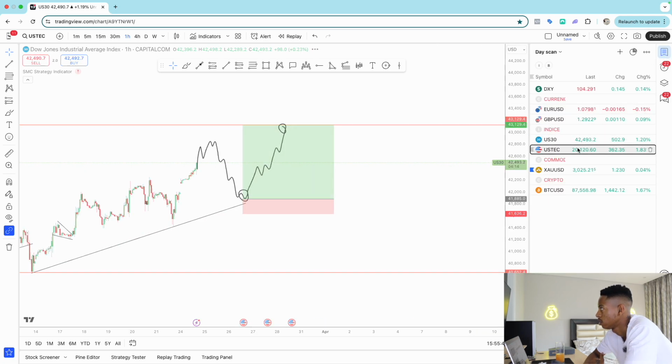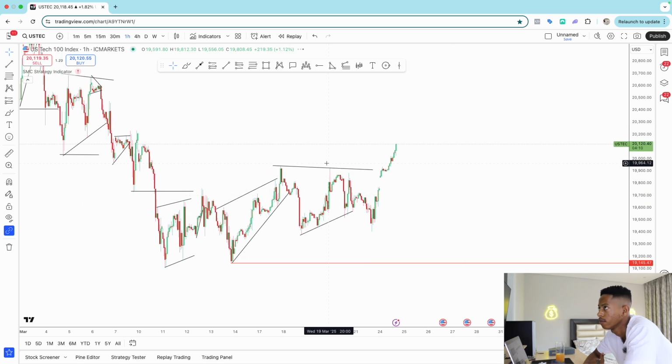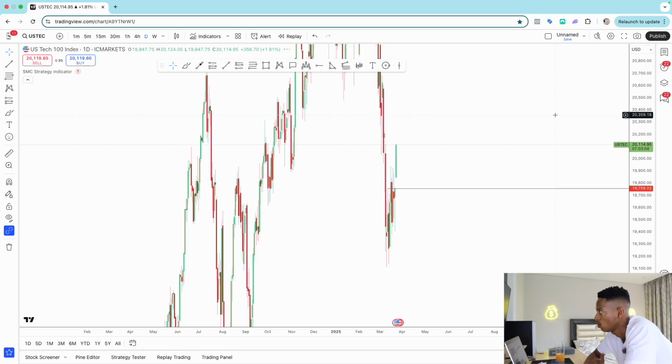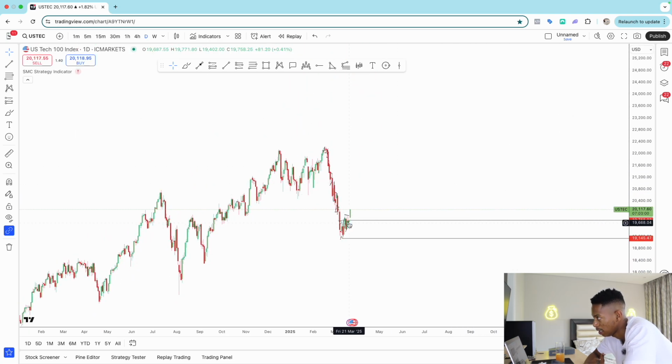So that is US 30. Let's just check US Tech. US Tech as well. Let's just start off first with the daily since it's a new week. So I can see with the daily, nice hammer here. We hit this area here, which was more of like support areas. Price came back. Now it's going up.